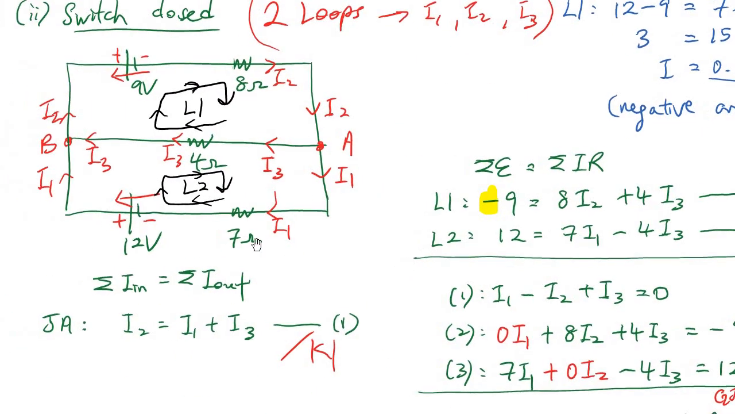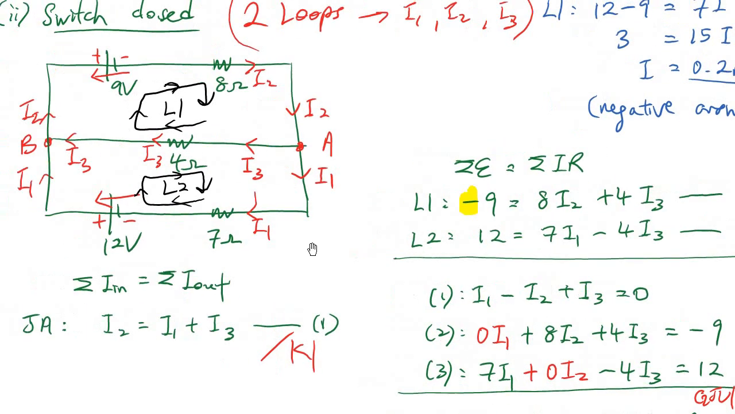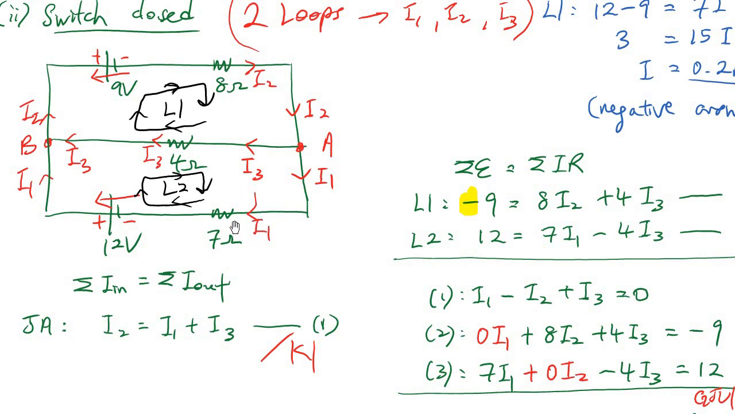Now let's look at loop 2, clockwise. The EMF is the 12 volt, only one battery, and it is the same direction as the loop, to the left, so it's positive 12. Now the resistors are 7 ohm and 4 ohm. The current through the 7 ohm is I1, same direction as the loop, so positive 7I1.